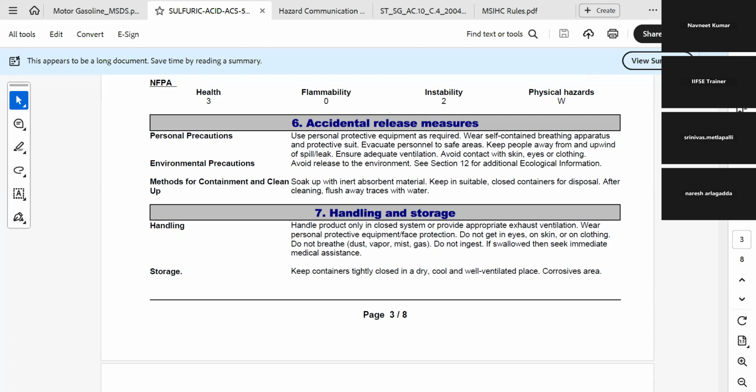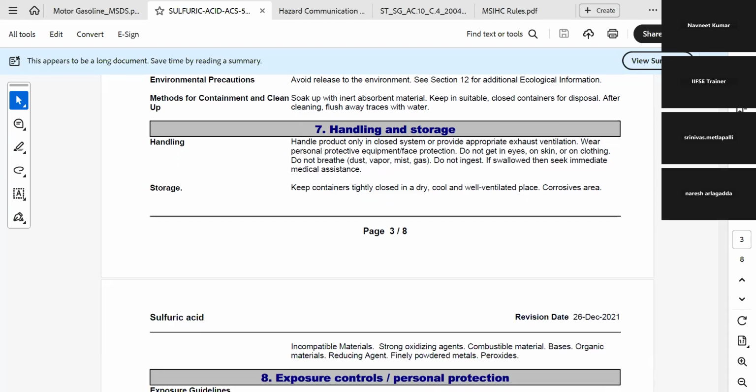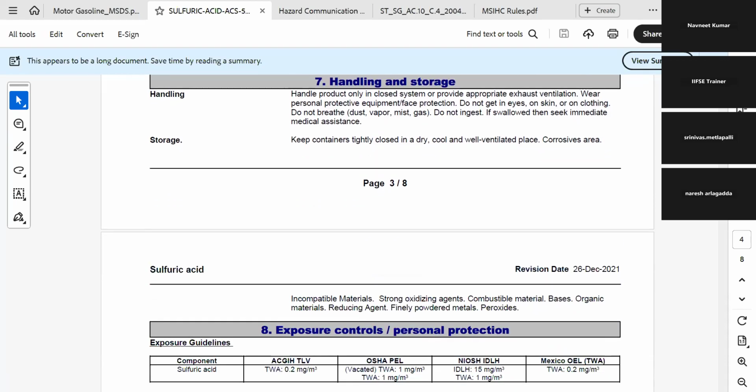Then handling and storage. When I talk about storage, keep containers tightly closed in dry, cool, ventilated places and corrosive areas. Incompatible materials: strong oxidizing agents, combustible materials or bases, organic materials, reducing agents, finally powdered metals or peroxides. These are all incompatible materials for sulfuric acid. Whenever you are storing sulfuric acid, you are not supposed to store these kinds of materials near the sulfuric acid.